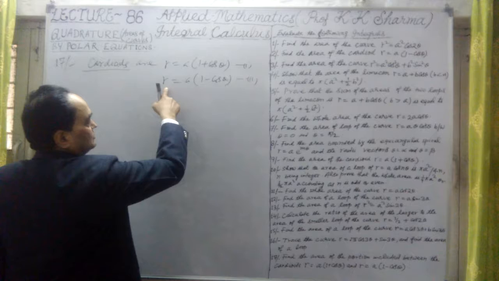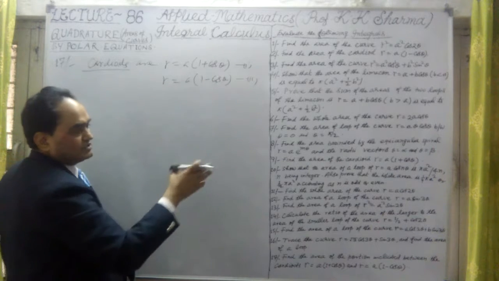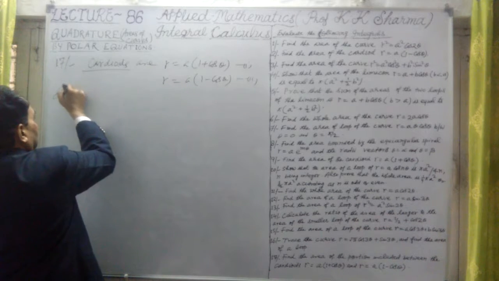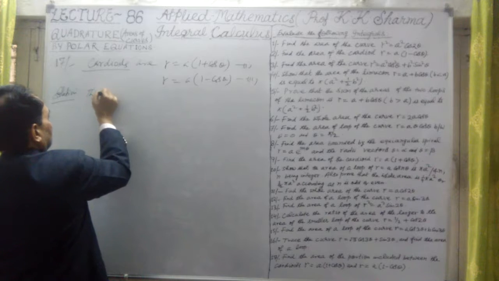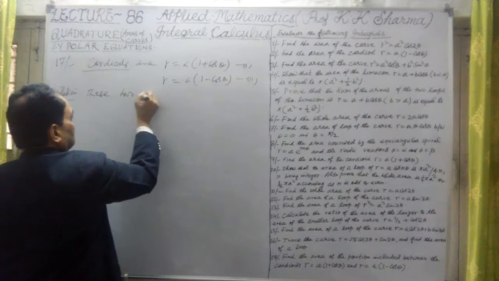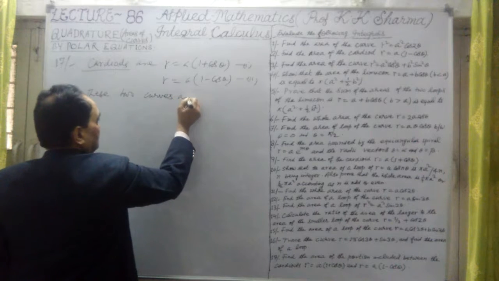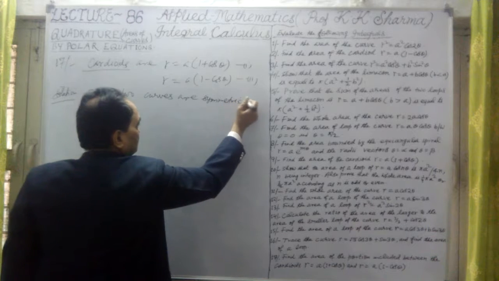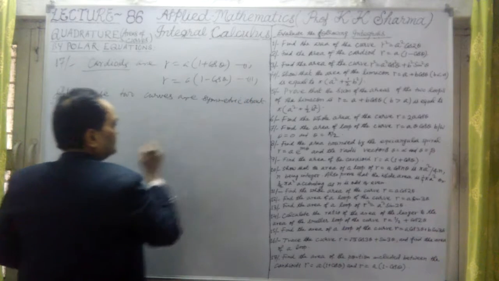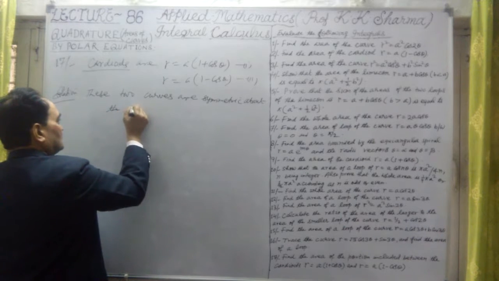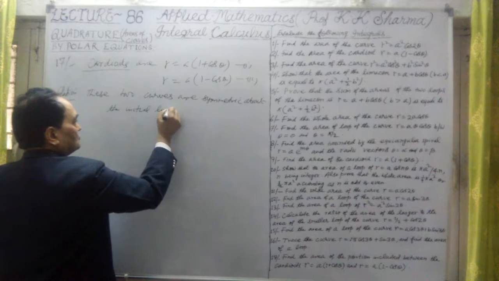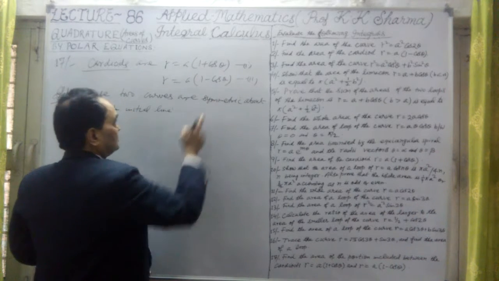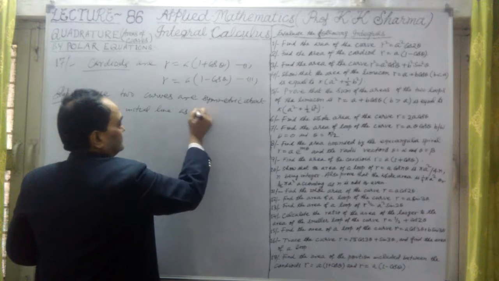Now if I describe them, putting r equal to 0, these two are symmetric. Let me find the solution. These two curves are symmetric about the initial line. Why? Because if I replace theta by minus theta, since cos is an even function, it doesn't change, the curve will not change.